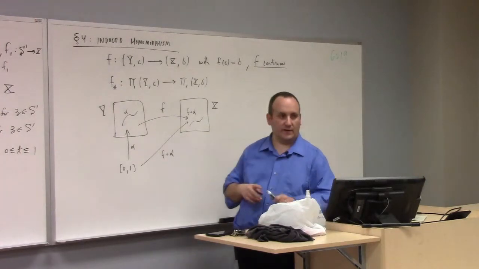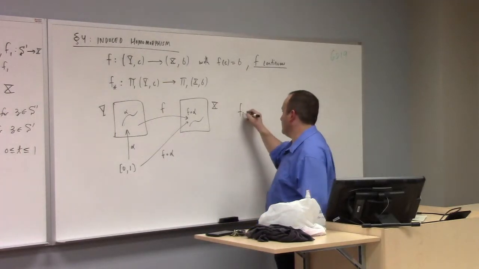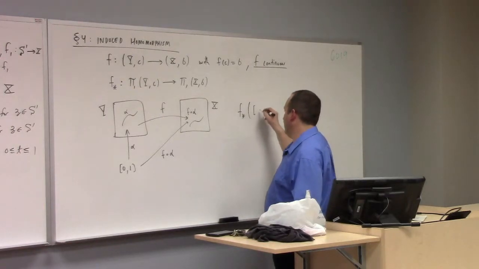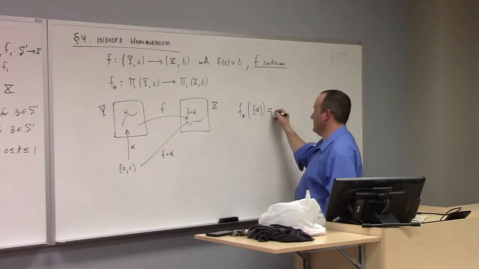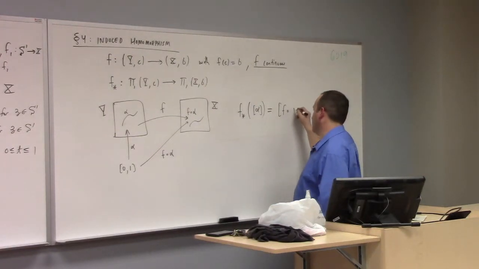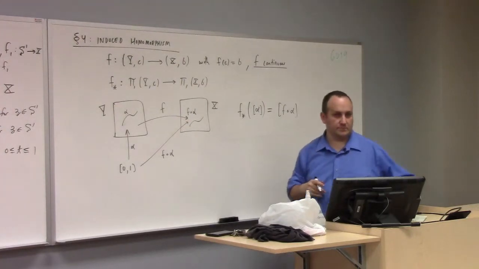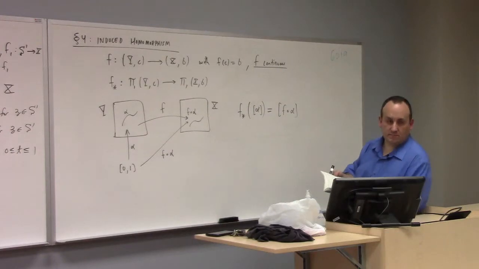So essentially, the map is just this f star of a loop alpha is equal to f composed with alpha loop. Right?